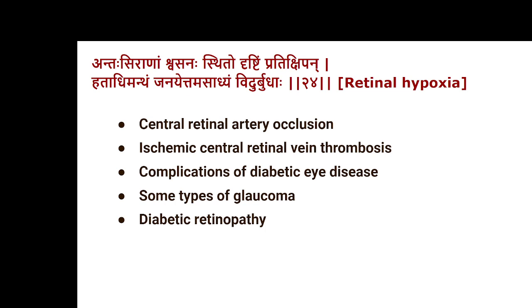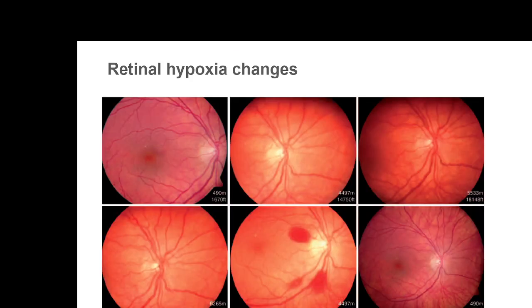There the patient would have vision loss. The same vision loss, retinal hypoxia, can also be a complication of glaucoma, or it can occur due to central retinal artery occlusion, ischemic pathologies like thrombosis, and complications of diabetic eye diseases. The one mentioned by Sushruta as a general adimantha can result in hatadimantha or retinal hypoxia. Diabetic retinopathy can result in the same. So the causes are the same, and ultimately it results in vision loss, because the retina is responsible for vision.